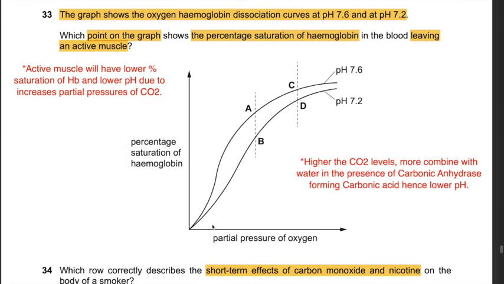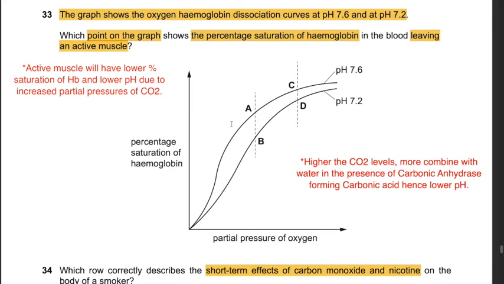Question 33. The graph shows the oxygen hemoglobin dissociation curves at pH 7.6 and at pH 7.2. Which point on the graph shows the percentage saturation of hemoglobin in the blood leaving an active muscle? Active muscle will have lower percentage saturation of hemoglobin and lower pH due to increased partial pressure of carbon dioxide caused by respiration. Because when a muscle is actively respiring, oxygen levels are used up and carbon dioxide concentration increases. Therefore, the higher the carbon dioxide levels, the more combines with water in the presence of carbonic anhydrase, which is the enzyme, forming carbonic acid. Hence, lower pH.